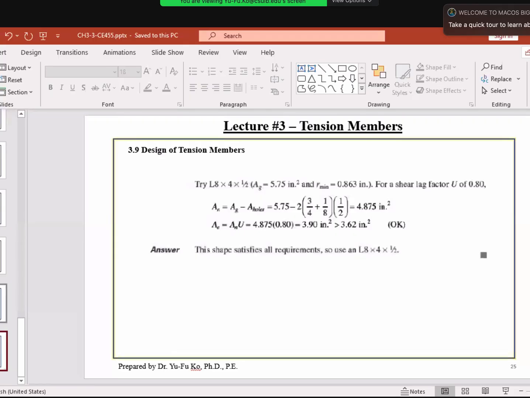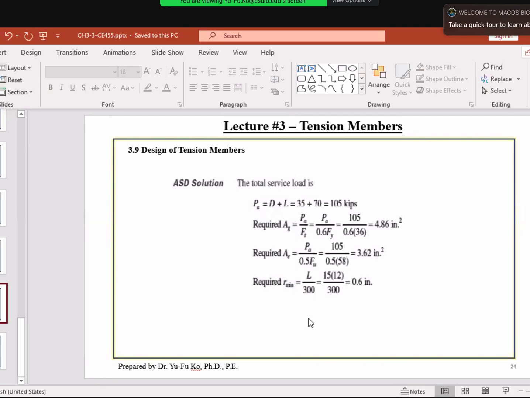Any questions? Yes, sir. So in reality, let's just say that we use both methods and then we got two different results, two different sections, right? Who's going to decide which to use?